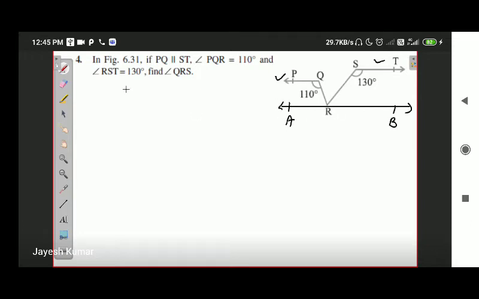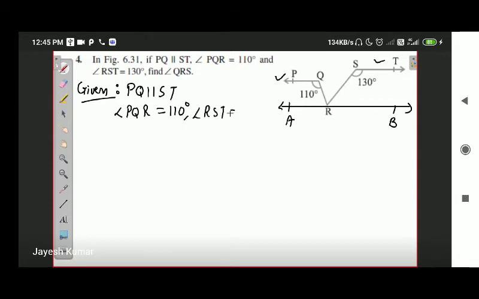Okay. So let us write down the given first of all. It is given to us that PQ is parallel to ST. And secondly, angle PQR is equal to 110 degrees. Lastly, angle RST is equal to 130 degrees. Next, we have to find the value of angle QRS.